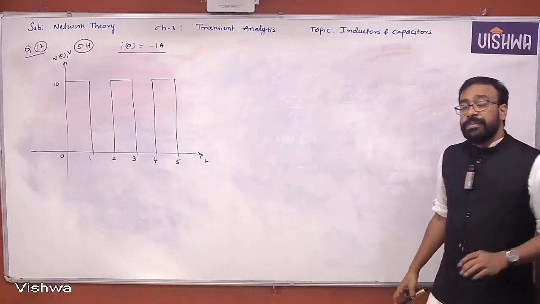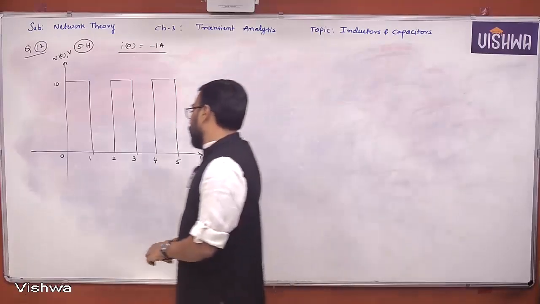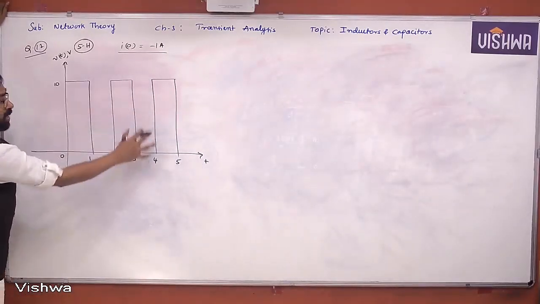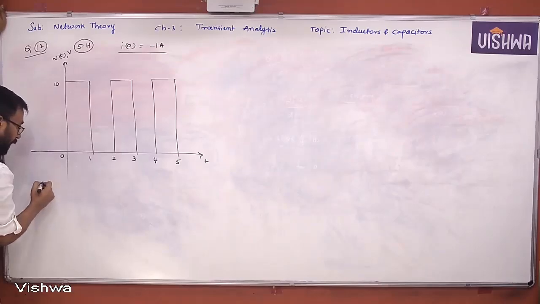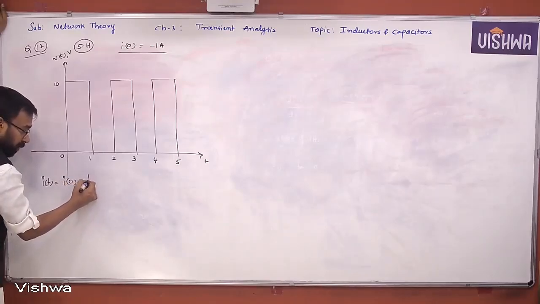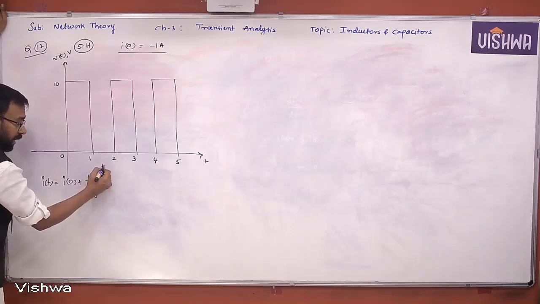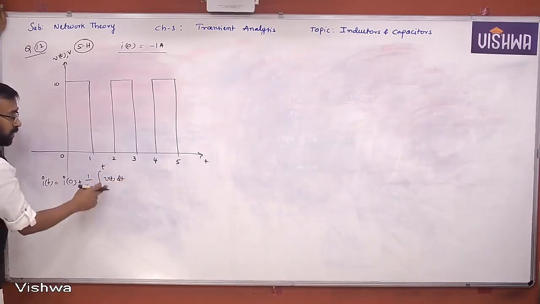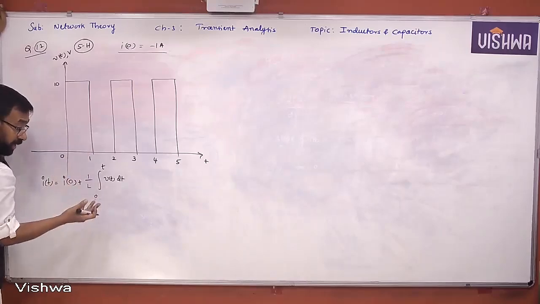Now look at this, all of you. What is actually given and what is being asked? This is the voltage waveform, and it expects the current. So current is nothing but what? In the case of an inductor, I of t equals I of 0 plus integration 1 by L, integration 0 to t, V of t dt. So first you have to find V of t, then go for integration.